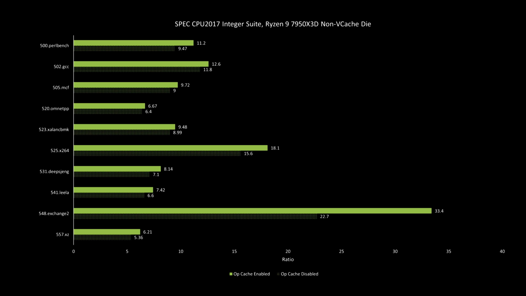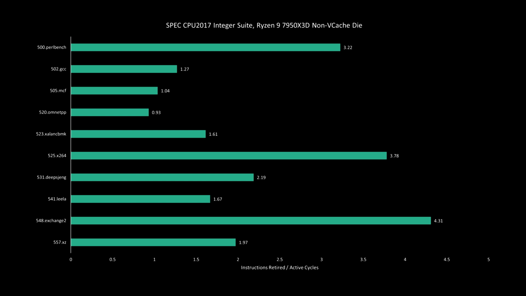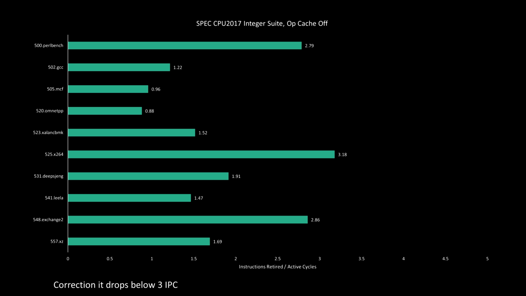Each of those suites is called a suite because it consists of about a dozen individual tests, and each of those tests has different characteristics, so it's worth looking a bit deeper. Within the integer suite, Exchange 2 stands out in particular because it sees a huge 33% performance decrease if you disable the op cache. It's the highest IPC workload in the integer suite with a 4.31 IPC average with the op cache on. So that's comfortably over the 4 instructions per cycle that the decoders can provide. Once you turn off the op cache, IPC drops to somewhere in the low 3 range.